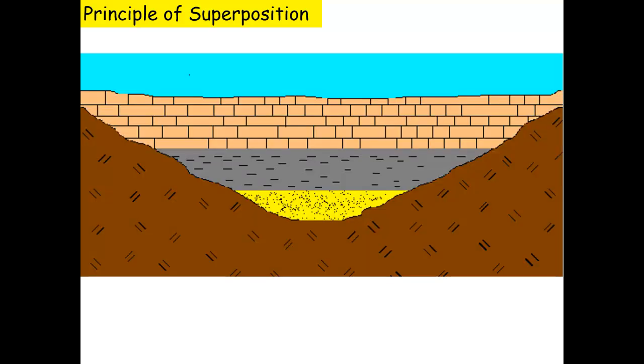Here it is again. It simply says that in an undisturbed sequence of sedimentary rocks, the rocks at the bottom have to be older and the rocks at the top have to be younger. That's the principle of superposition.